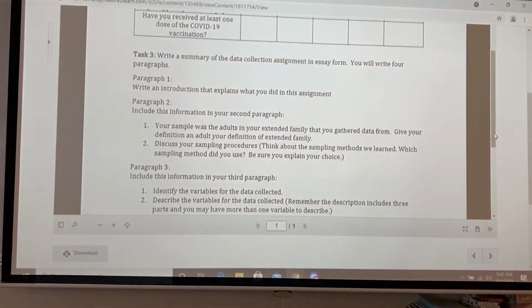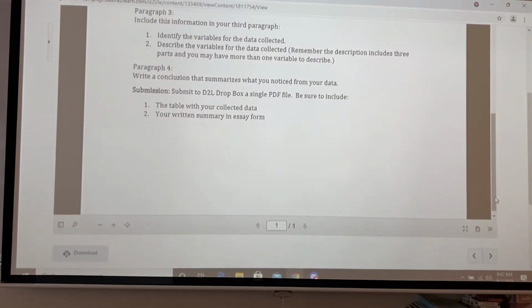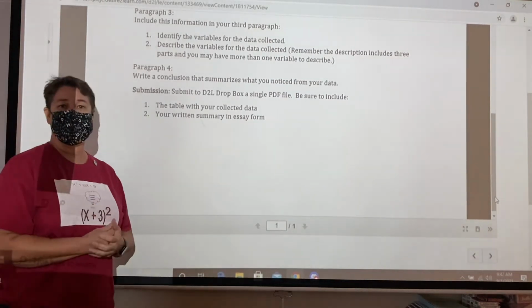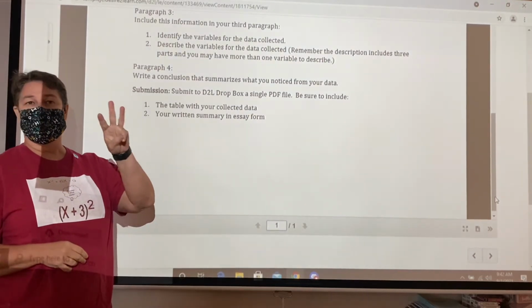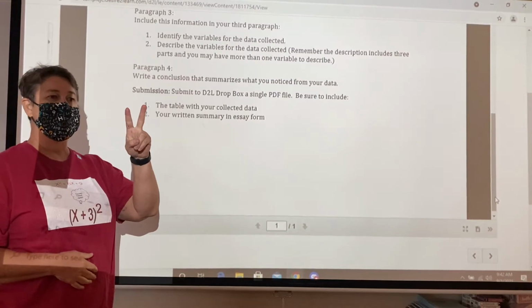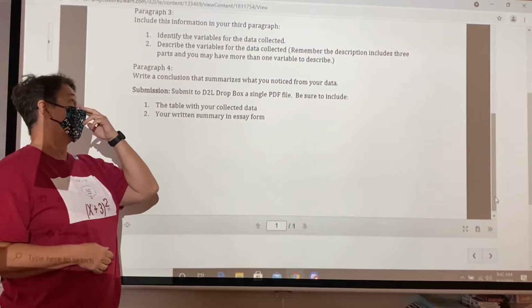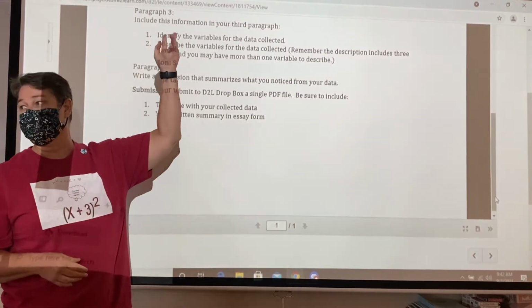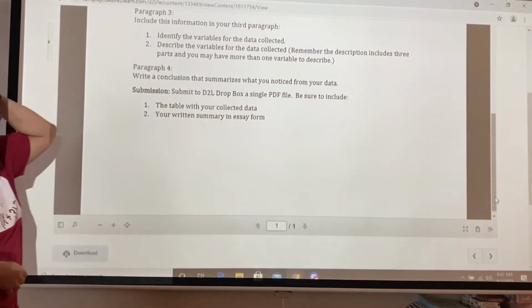Then, in your third paragraph, you're going to tell me about the variables that we have collected data on, identify them, and then describe them. Remember, with the description, there's 3 parts: qualitative, quantitative, continuous, discrete, and neither, and the level of measurement. And you may have more than 1 variable depending on the question. So look at the questions, identify your variables.